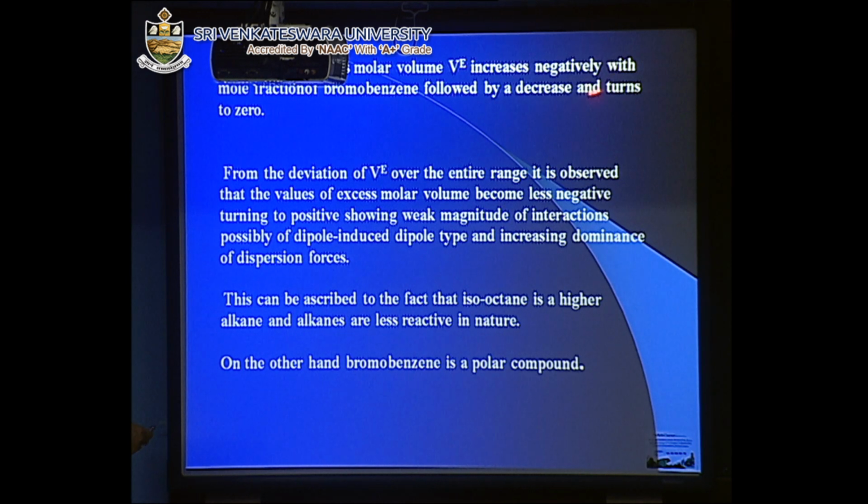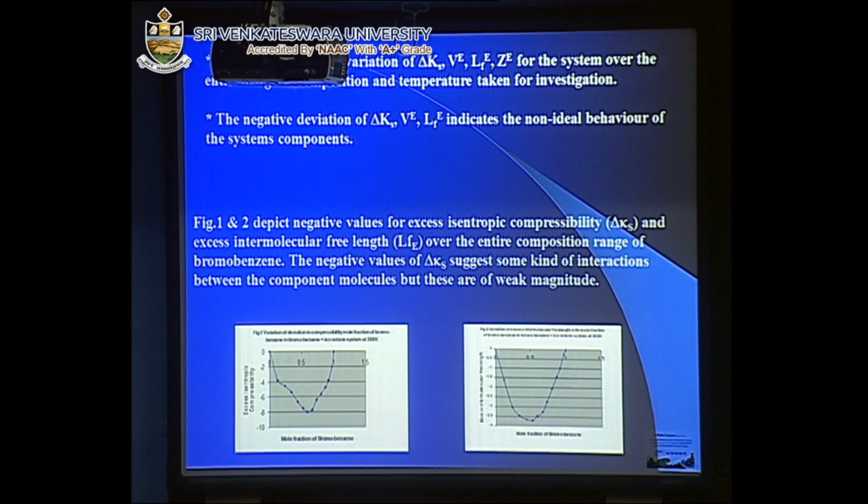Say it is in bromobenzene and some alcohol, then it is followed by 0. So we conclude that B is the most negative over the entire volume, and this is less negative, and then turns positive. This shows that there were interactions which are weakened, and this can be ascribed to the fact that isooctane is a higher alkane, and higher alkanes mean there are more alkyl groups. So this is how we say what type of interactions can be present.